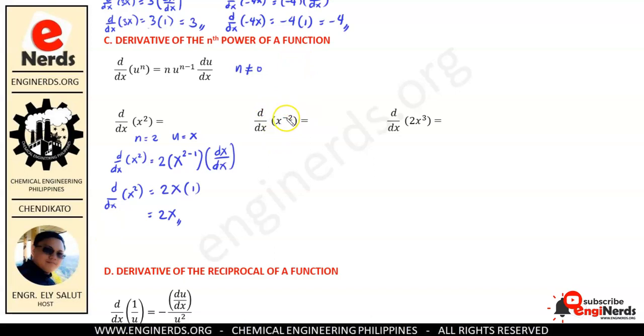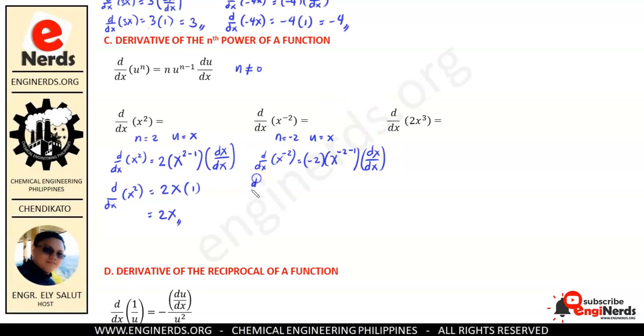So in here we have x to the negative 2. So our n is equal to negative 2 and our u is still equal to x. Okay, so d over dx of x to the negative 2, we'll take down our n, which is negative 2, and then our u is equal to x, and our exponent is negative 2 minus 1, and then we'll take the derivative of the base of the exponent, which is x. So we have dx over dx, and we know this is equal to 1.